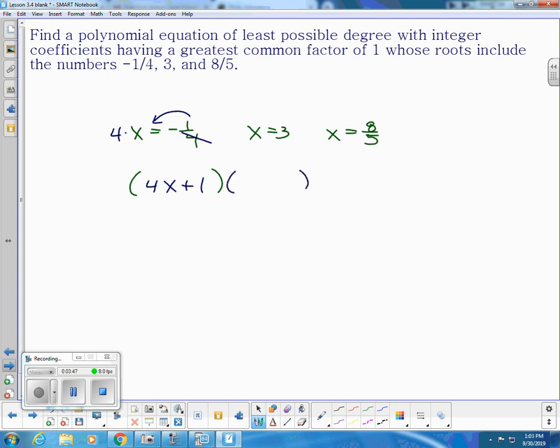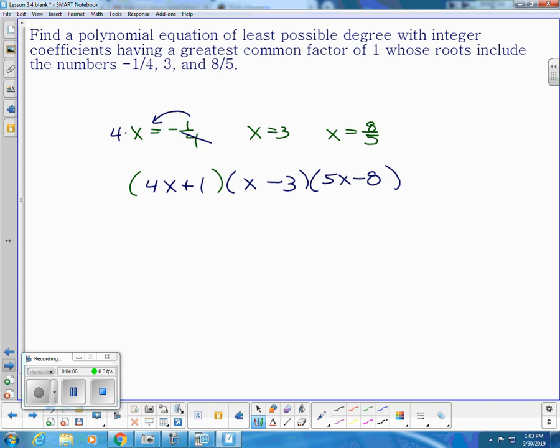X equals 3 is easy. It's just going to be x minus 3. What about this guy? 5x minus 8. You multiply by the denominator and you move over the numerator. Okay.